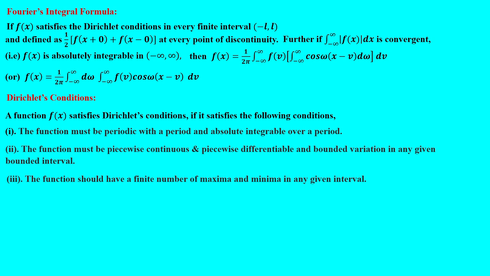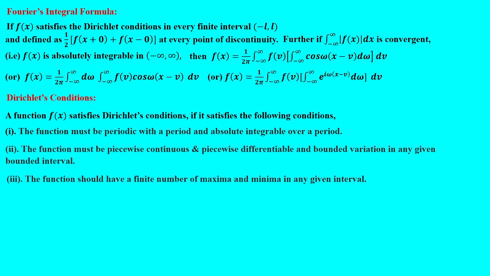or f of x is equal to 1 by 2 pi integral minus infinite to plus infinite d omega integral minus infinite to plus infinite f of v cos omega (x minus v) dv, or f of x is equal to 1 by 2 pi integral minus infinite to plus infinite f of v integral minus infinite to plus infinite e power i omega (x minus v) d omega dv. This is the Fourier's integral formula. So there are three forms of this formula.